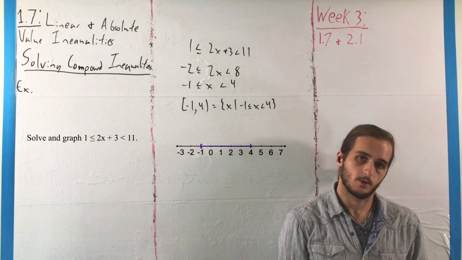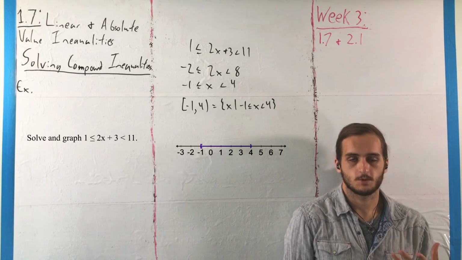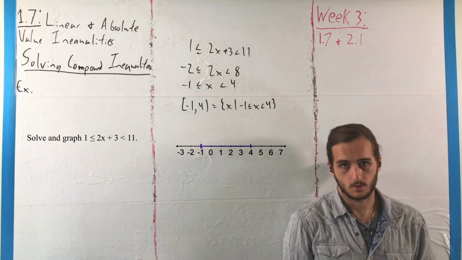Well, the last thing we're going to get from this section before moving on to chapter 2 is a look at how we can handle the situations with absolute value inequalities instead.